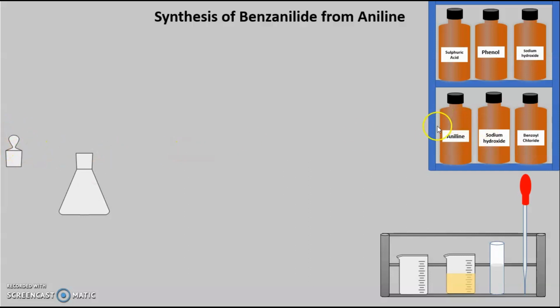Now, whatever chemicals are required for performing this practical: here this is our aniline, then we also require the sodium hydroxide, and the benzoyl chloride. In this beaker I have already placed the sodium hydroxide that is required. We know that 25 ml of sodium hydroxide is required.